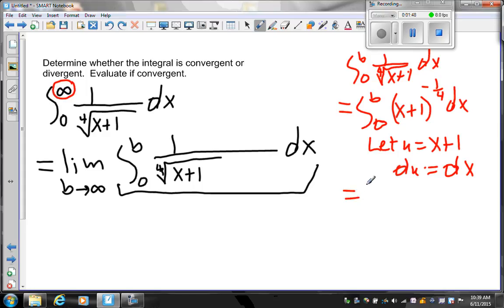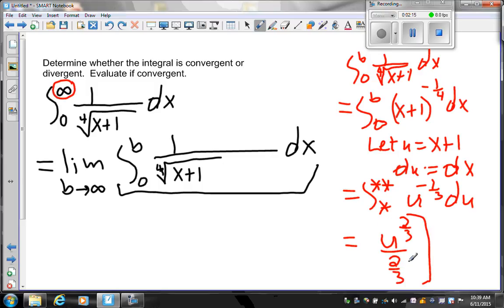So the integral really ends up being the integral over the new limits of integration, whatever those may be, of u to the negative 1/4 du. And if we find an antiderivative, we do that by the power rule in reverse. So add 1 to that power. Negative 1/4 plus 1 would be 3/4, and we have to divide by that same number.